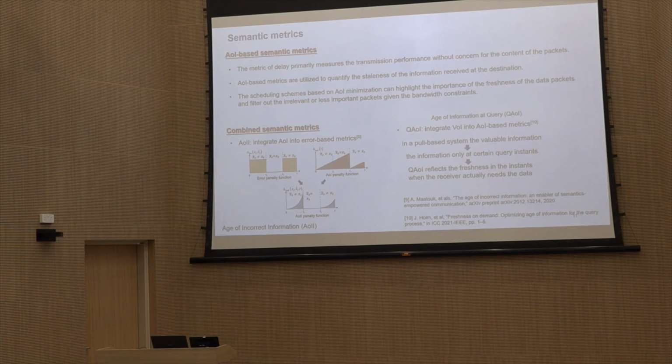On the other hand, the age of information penalty function keeps increasing linearly unless the packet is transmitted from the source to the destination. So if we combine them together, the penalty of the AoII metric will increase linearly or exponentially only when the state at the source and at the destination is not the same. So the age of information at query can be another component. So it can integrate the value of information into the age of information-based system.